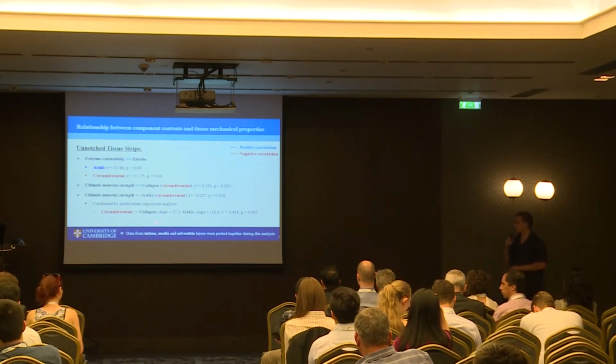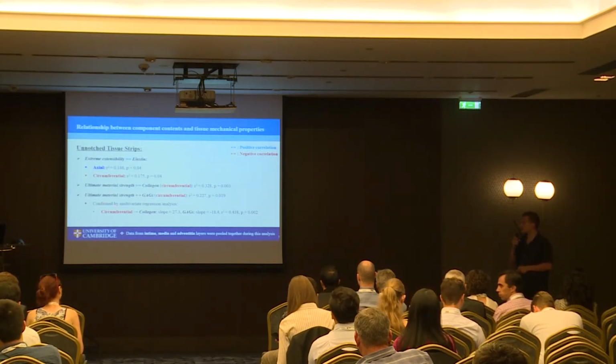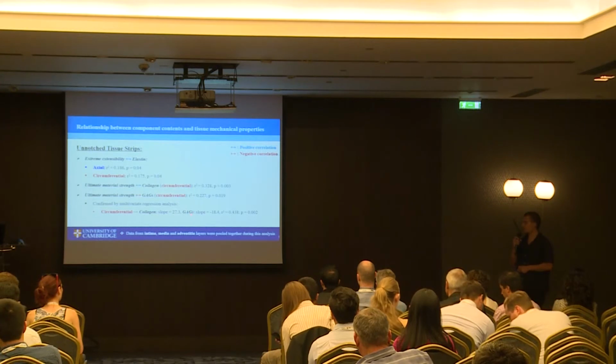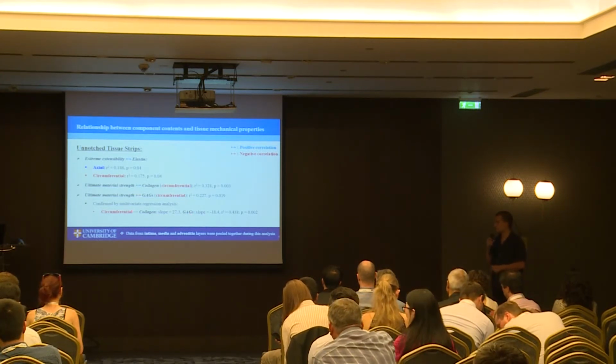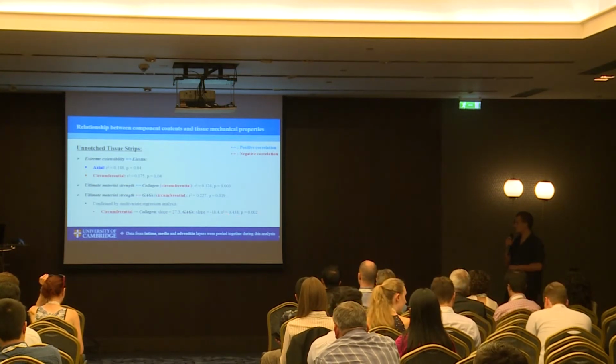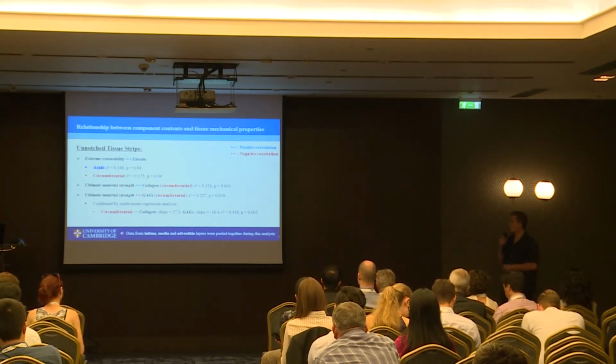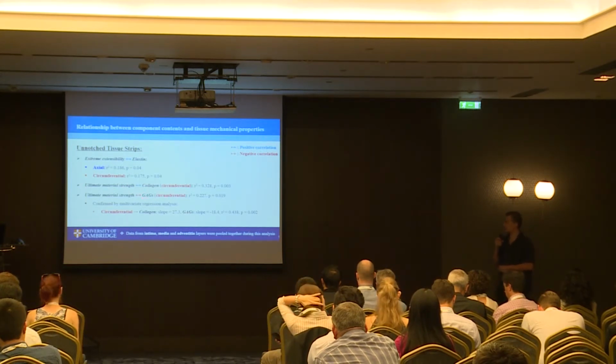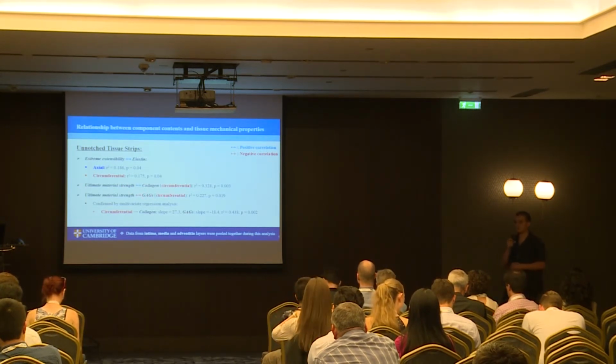So we plotted the ultimate material strength against collagen and GAG in a 3D plot, and we found in the multivariate regression that the correlation still was significant. So while collagen was increasing the material strength, GAGs were decreasing the material strength, and their combined effect was still significant.